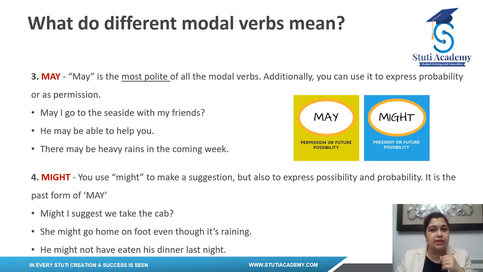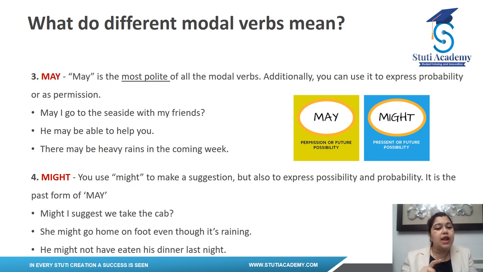Let's have a quick look at these examples. These examples are, might I suggest we take a cab? So might I suggest we take a cab? I am suggesting to you. Might I suggest you? She might go home on foot even though it's raining. So what is this might doing here? Now this might is saying probability or possibility. I don't know, but it is possible that she might go on foot.